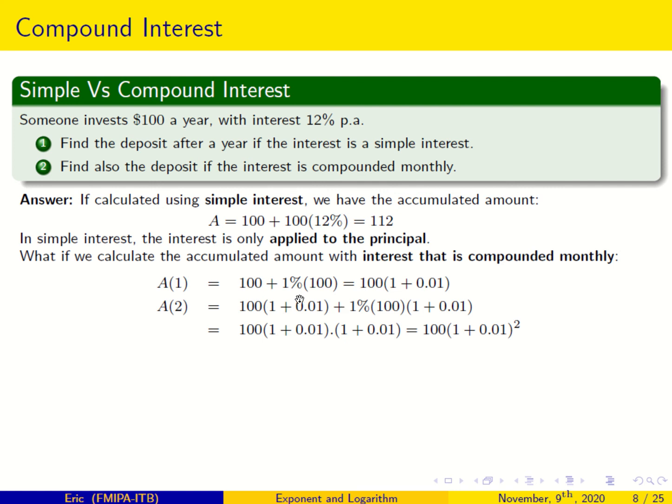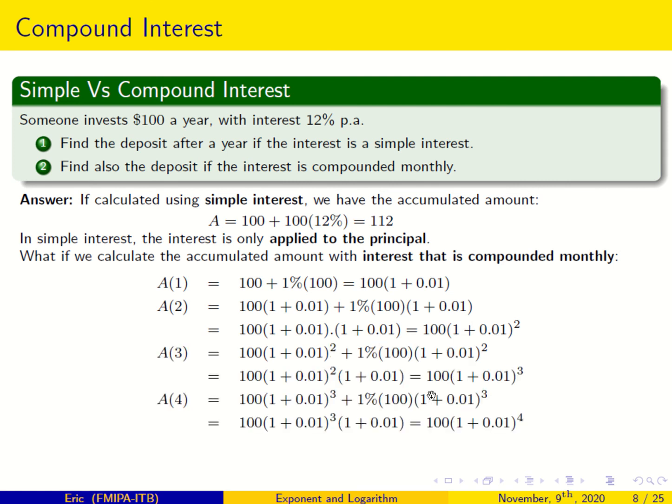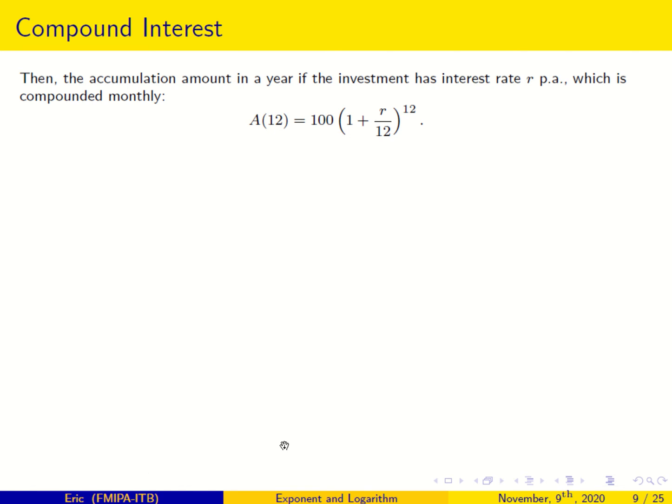A1, the accumulated amount for the first month, plus 1% times the accumulated amount for 1 month. We can simplify this into this. Okay, yeah. For the third month, I can do the same game and I have this. For the fourth month, I can have this, and you can tell that for 12 months, we have this one. Okay. Now, what about the accumulation amount in a year, the investment in general?